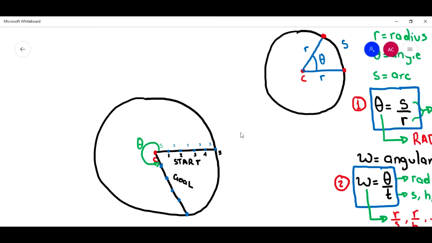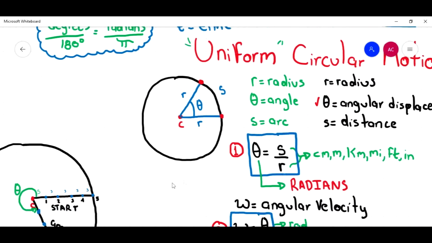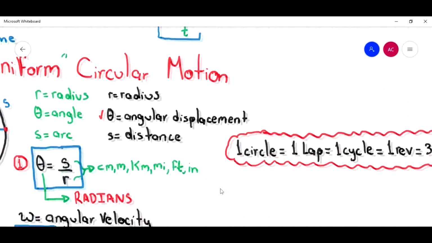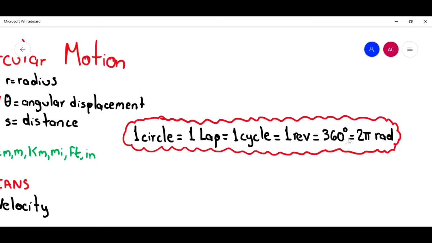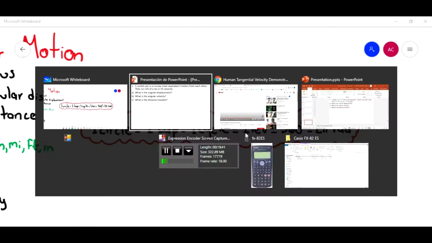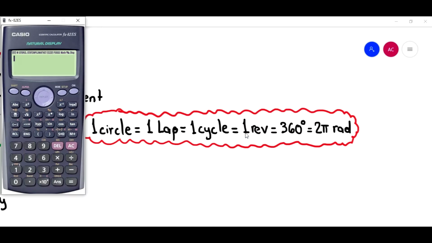We all know that one rep is 360 degrees. So how much is 5/6 of a rep? The only thing you need to do is take 360 and multiply it by 5/6, and you're going to find the degrees. So the angular displacement is 300 degrees, yes, but I need to transform those 300 degrees into radians.